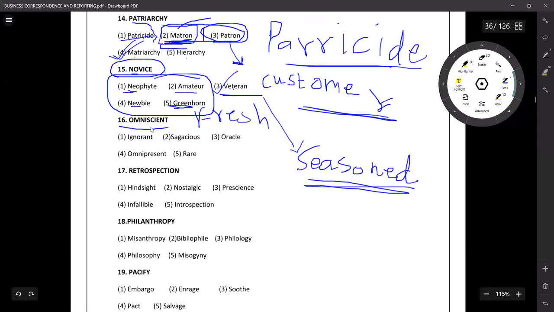Okay. Right. Break down omniscient, everyone. We did science yesterday. Science was knowledge. Omni means what? Omnivorous animals can eat what?